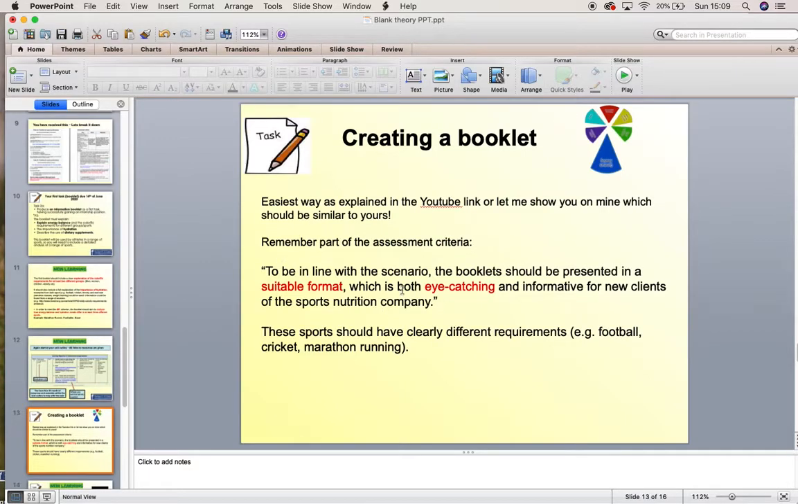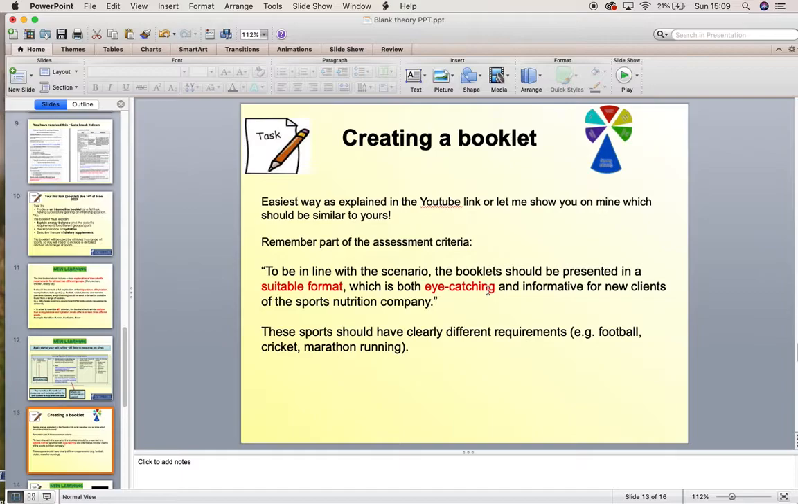Right, creating your booklet. I did send you a YouTube link on how to create a booklet, but your booklet has to be presented in a suitable format, which is eye-catching, which means colourful. I don't want to see a black and white booklet. I want to see something with a title page. I want to see some pictures that directly relate. Maybe you're going to put in the Eat Well plate.